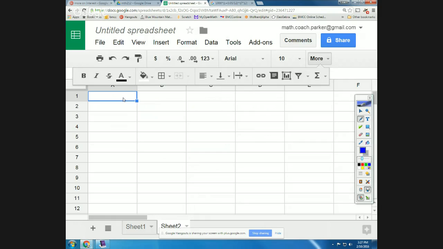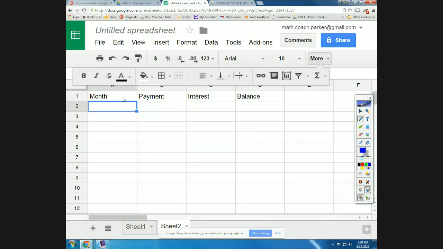To do that, we need to keep track of the month that we're in, the payment that we're making, the interest that we collect. What else do we need? Payment, interest, and then a new balance. That's it.